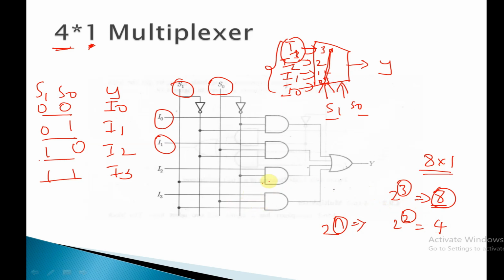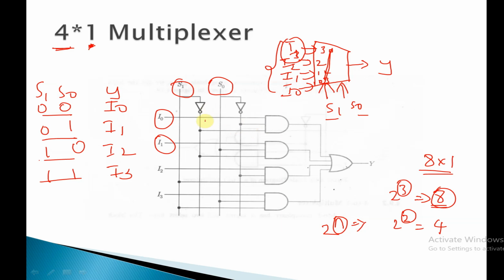Now, in this particular design, S1 S0 are connected to the NOT gate, and we are also taking them individually without connecting to a NOT gate. So here we will get S1 bar, and here we will get S0 bar. And I0, I1, I2, I3 are connected to one of the inputs of the AND gates.